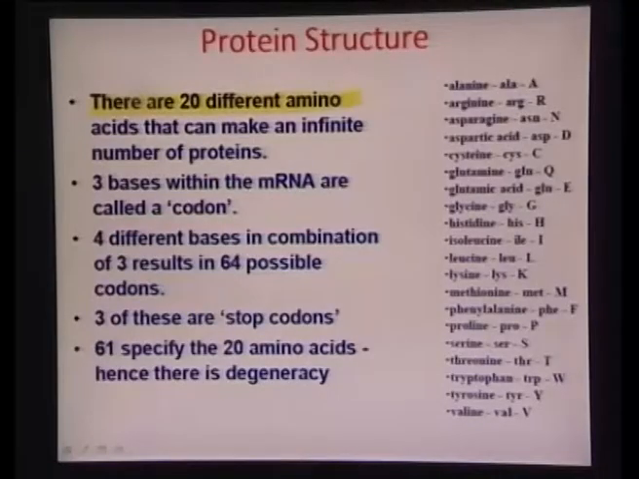Okay, so looking into a summary of whatever we have done so far, and then trying to do some facts and figures. We know there are about 20 different amino acids that can make an infinite number of proteins.